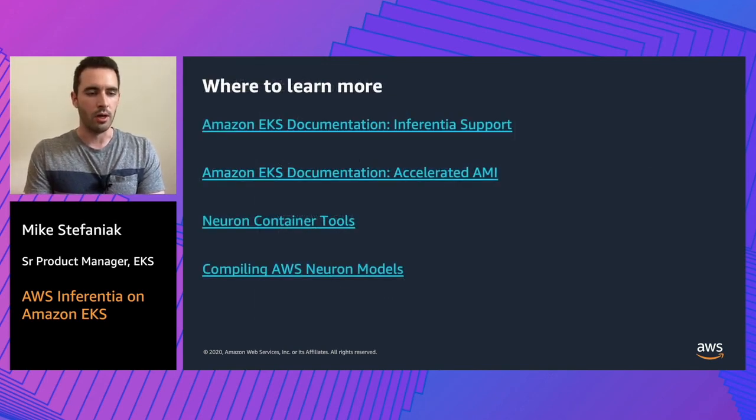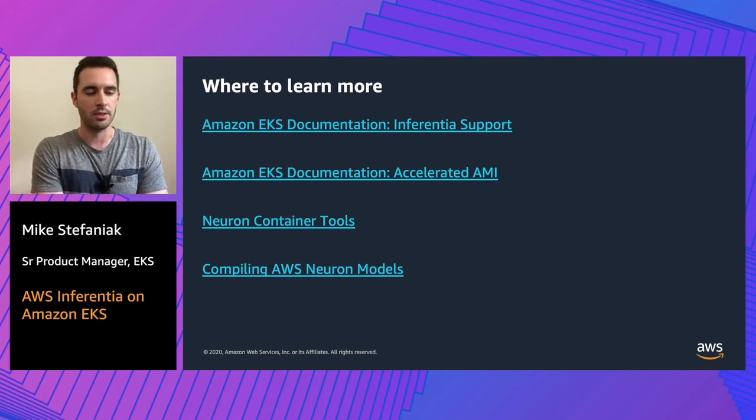So where to learn more? A couple of places. In the EKS documentation, we have a page dedicated to how to run Inferentia in your EKS cluster. We also recommend taking a look at the documentation page on the accelerated AMI, given that that's changed slightly from the GPU AMI. It's worth noting if you are using GPU and you're happy doing that, you can continue to use the accelerated AMI. It's completely backwards compatible.